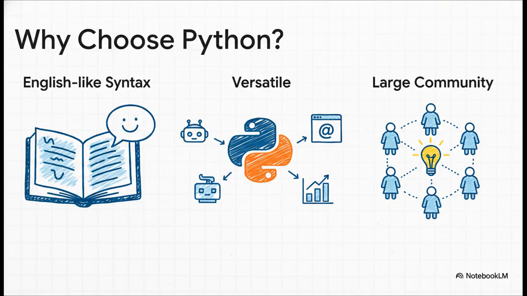Python is so popular for a few key reasons. First off, its code reads almost like plain English, which means you can focus on the what you want to do, not the complicated how. Second, it is incredibly versatile. The same language is used to power apps like Instagram, run data analytics for Netflix, and even train AI models. And finally, the community is massive, which means if you ever get stuck, help is just a quick search away.